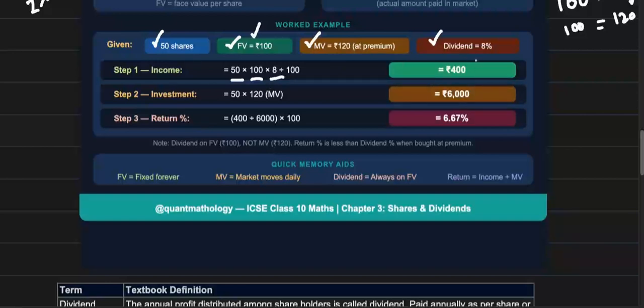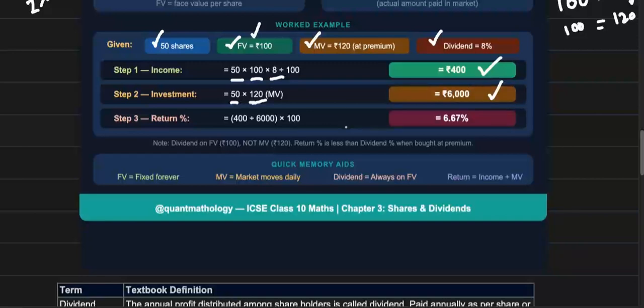So you are getting 400 rupees as income. That is the dividend that you are getting. However, how much investment have you done? You have 50 shares multiplied by the market value at which you purchased. So 6,000 is your investment, correct?